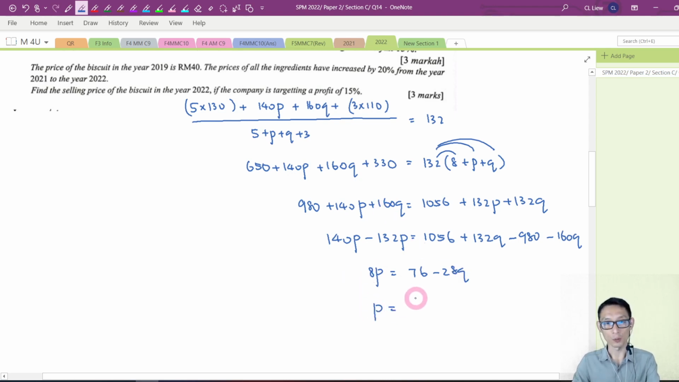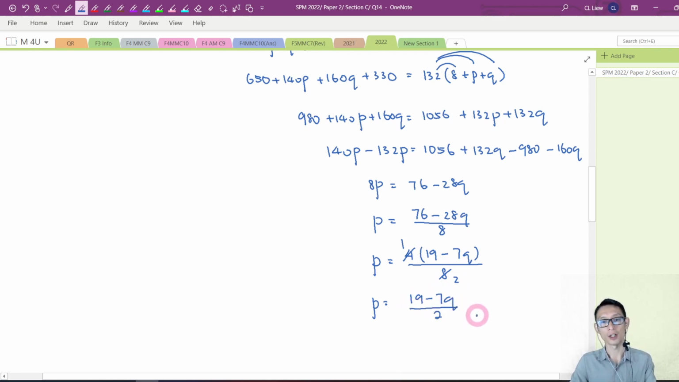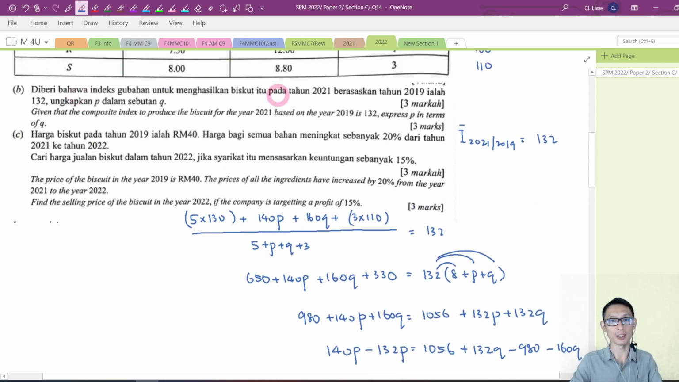Okay, so we are almost there. 76 minus 28Q divided by 8. So here let me factorize the 4 out. This is 8, just copy, and then I can simplify this, divided by 4, divided by 4. So okay, 19 minus 7Q over 2. So we have expressed P in terms of Q. This is the answer for part B.